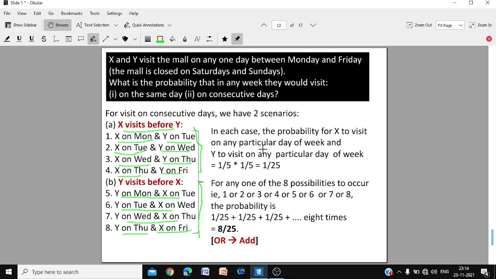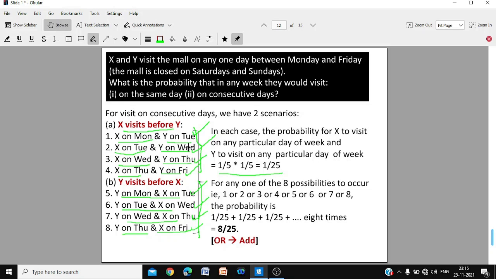In each case, the probability to visit on any particular day will be, we have already seen, 1 by 5 into 1 by 5 is 1 by 25. And for any one of the possibilities to occur, that is, we have put the serial number either 1 or 2 or 3 or 4 or 5, for each of them it is 1 by 25. For X it is 1 by 5, for Y it is 1 by 5. So 1 by 5 into 1 by 5, 1 by 25. First one, 1 by 25. Second one, 1 by 25. Third one, 1 by 25. Fourth, 1 by 25, number 5, 1 by 25, number 6, 1 by 25, number 7, and 1 by 25 for number 8.